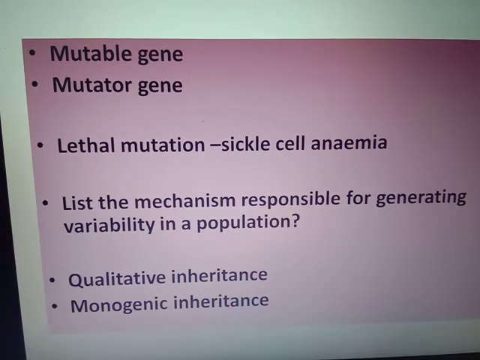So, for making variability in a population, what can we do? One is chromosomal aberration. Through chromosomal aberration, generating variability is possible. And the next is aneuploidy. So through these two ways we can make a new variety of population. Okay. Next is the difference between qualitative inheritance and monogenic inheritance.